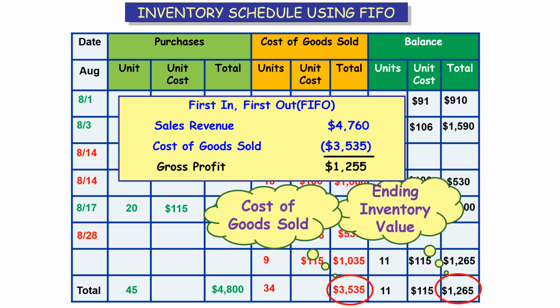Now let's prepare our income statement, which is to prepare the gross profit. So our sales revenue, copying that from the question, 4,760. What is our cost of goods sold? That would be this figure, 3,535, leaving us with a gross profit of 1,255. Now you will list all your other expenses to deduct from gross profit to arrive at net profit. So in real life, we prepare this inventory schedule to help us answer the question of what is the cost of goods sold and what is the ending inventory.